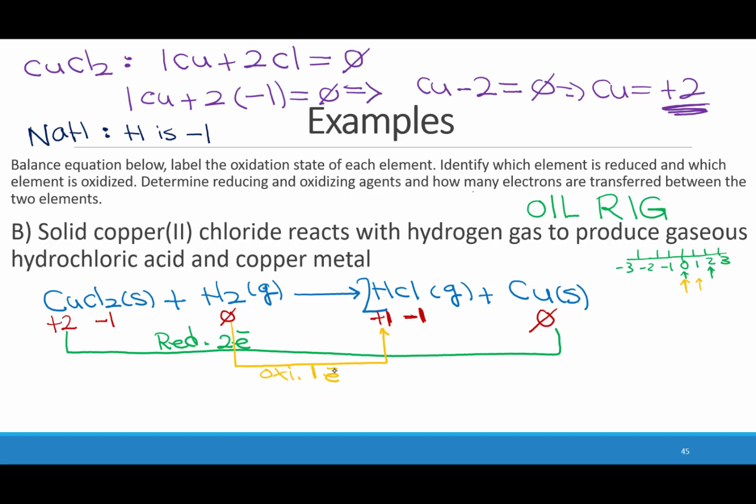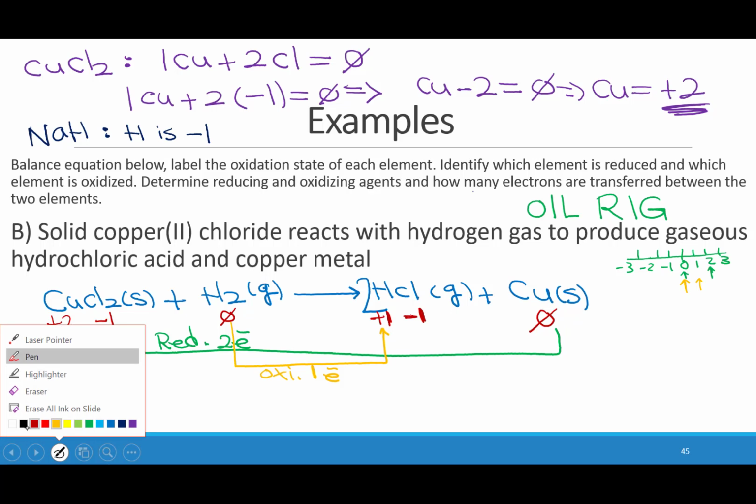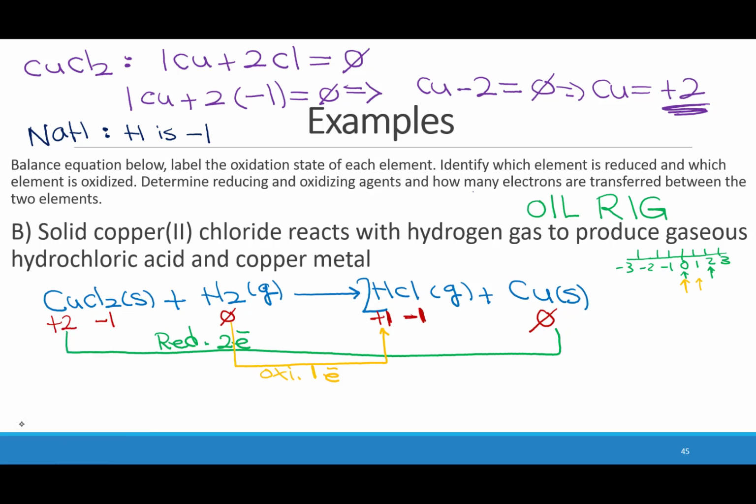Now, once you have that figured out, what I'm going to do next is to figure out which species is getting oxidized. Let's write it down: oxidized, reduced, oxidizing agent, reducing agent, and number of electrons being transferred.